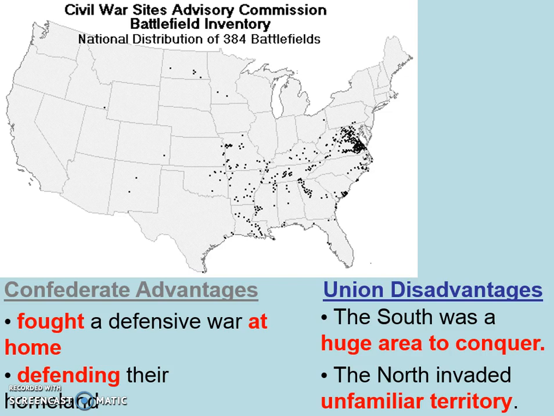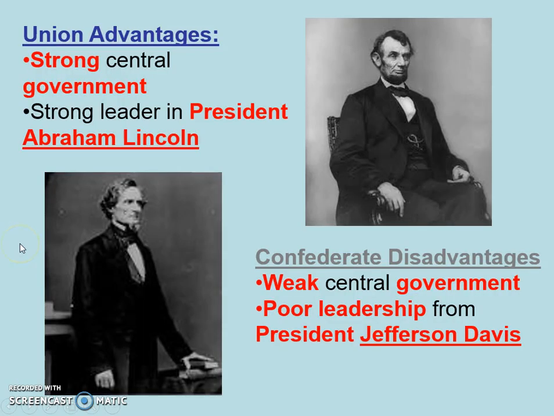They did not know the South the way the Confederate soldiers did. Now, one of the big complaints that the South had with the Union government, with the United States government, was that they felt that the federal government was too strong and imposed its will on the states. So that's going to become an advantage in the war for the North, in that they have a strong central government, and that Abraham Lincoln, while he was very inexperienced, and this was his first political office, proves to be a very strong and capable leader.